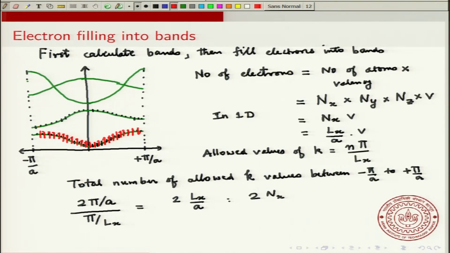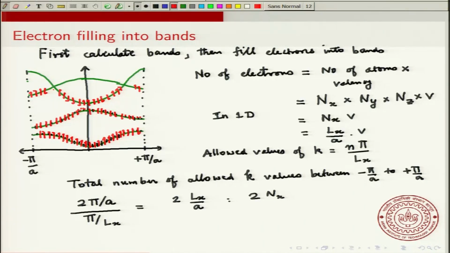Then you go to the next state. If you have more states, you fill the next one. And depending on how many electrons you have, you keep filling. Once you get here, you start filling this also. You keep going on until you exhaust all the electrons.